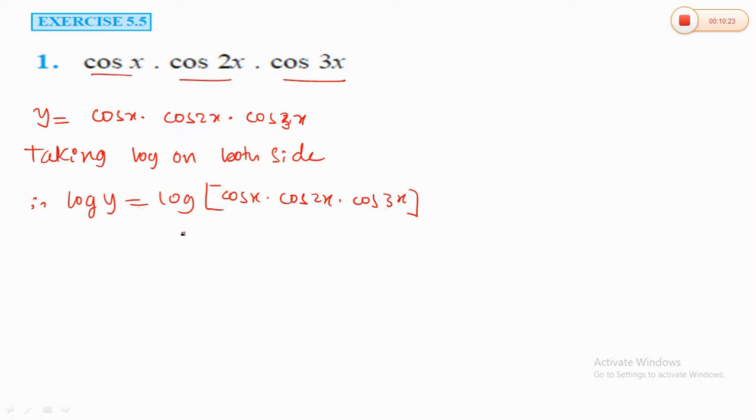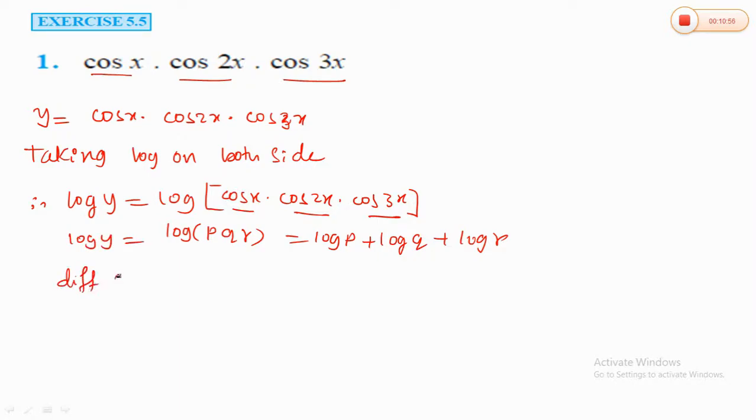Observe here. The property of the logarithm: log pqr equals log p plus log q plus log r. So this is p, this is q, this is r. Log cos x plus log cos 2x plus log cos 3x. So now differentiate. Log y, differentiate with respect to x.